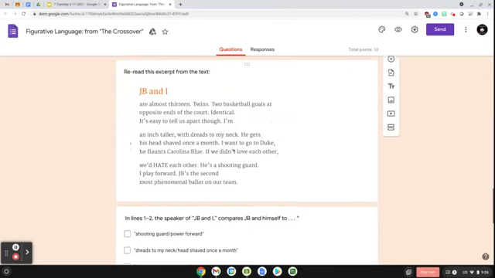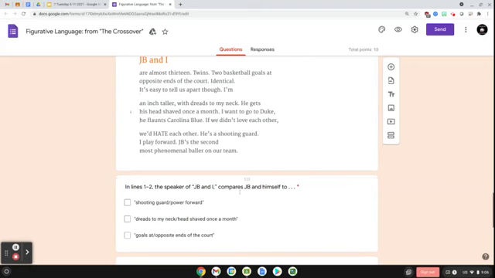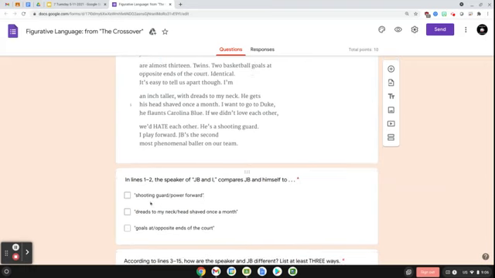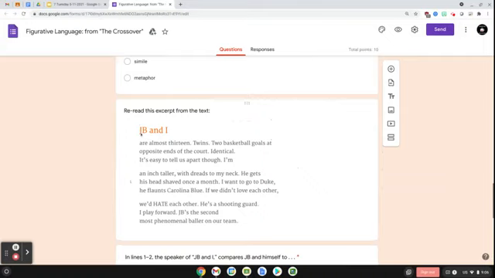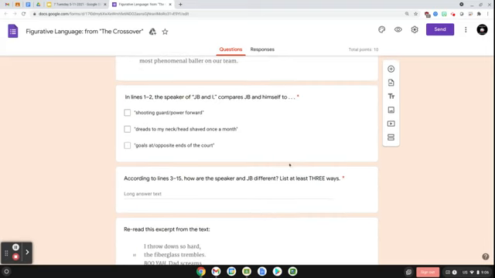Then we have this excerpt from JB and I in lines 1 and 2. The speaker compares JB and himself to what? To a shooting guard, power forward, dreads to my neck, head shaved once a month, goals at opposite ends of the court. So what is he in the first two lines? Compare himself to. What do they talk about in 1 and 2? Some of you are probably like, why is she doing this? Oh, trust me. Okay.